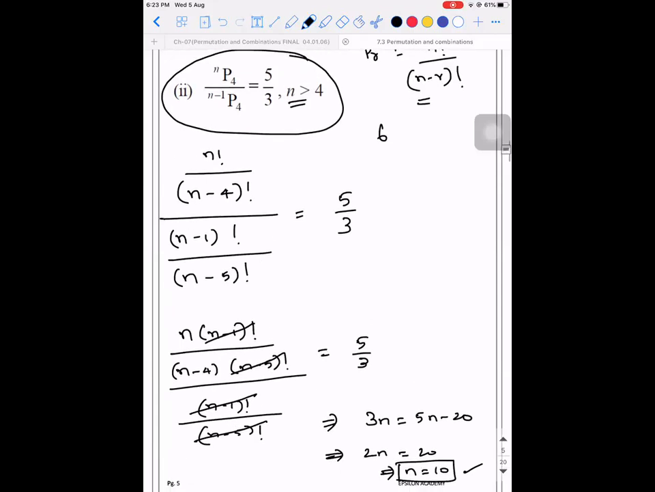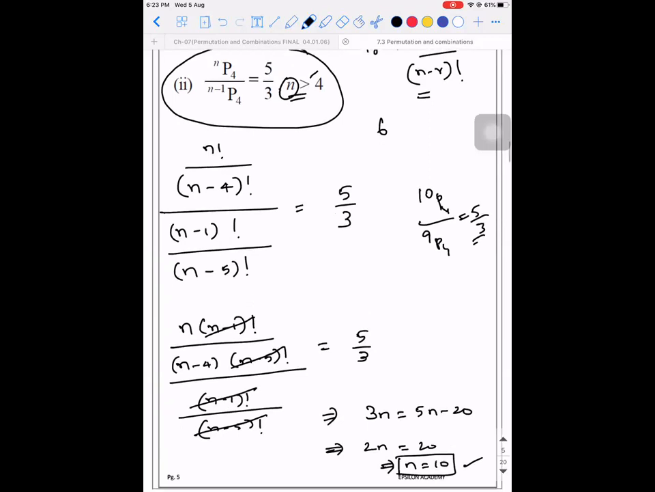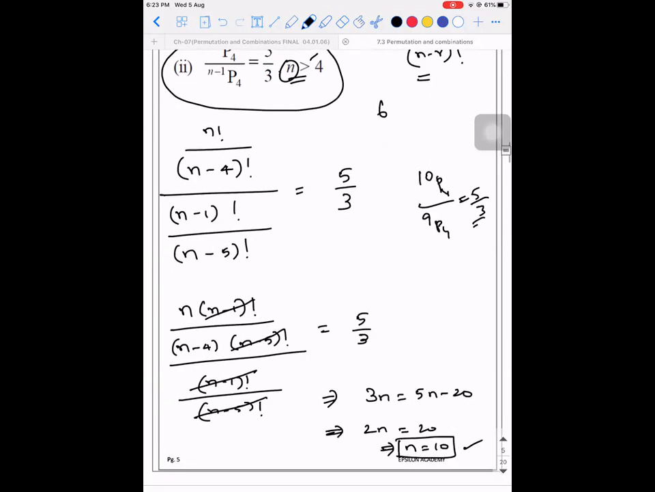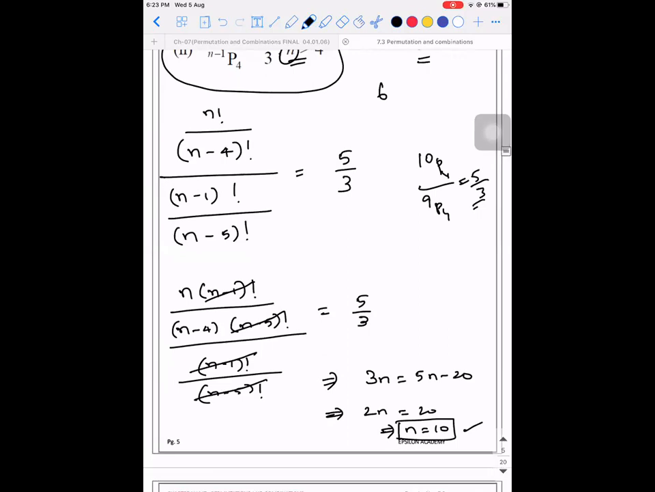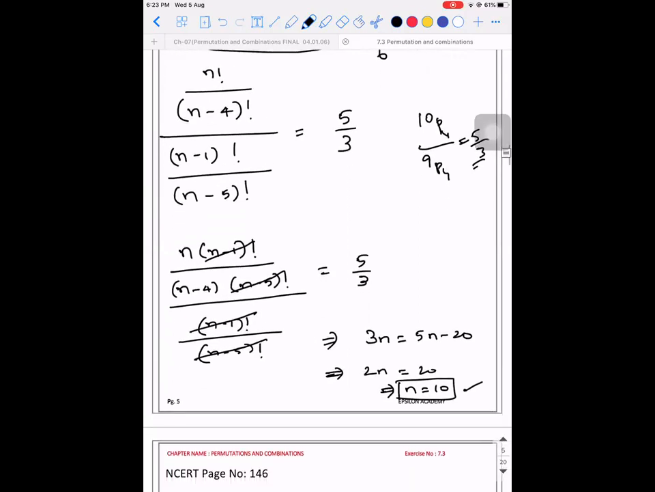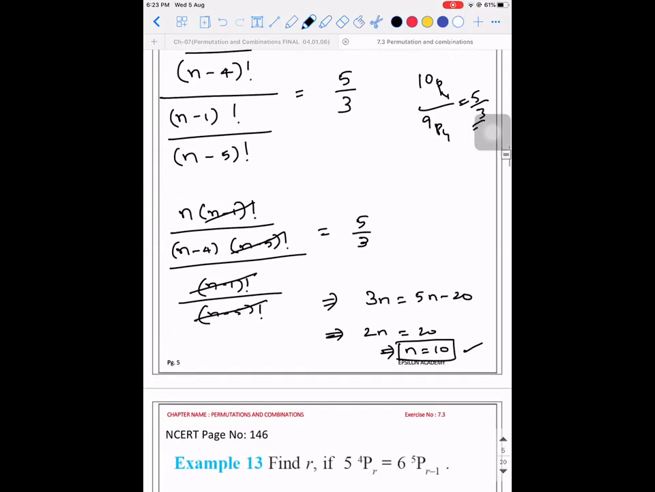So what they are trying to say is 10P4 divided by 9P4 will give you the answer as 5 by 3, and 10 is definitely greater than 4 also. Everything is satisfied. Okay. I hope it is clear. Shall I move on to the next one?